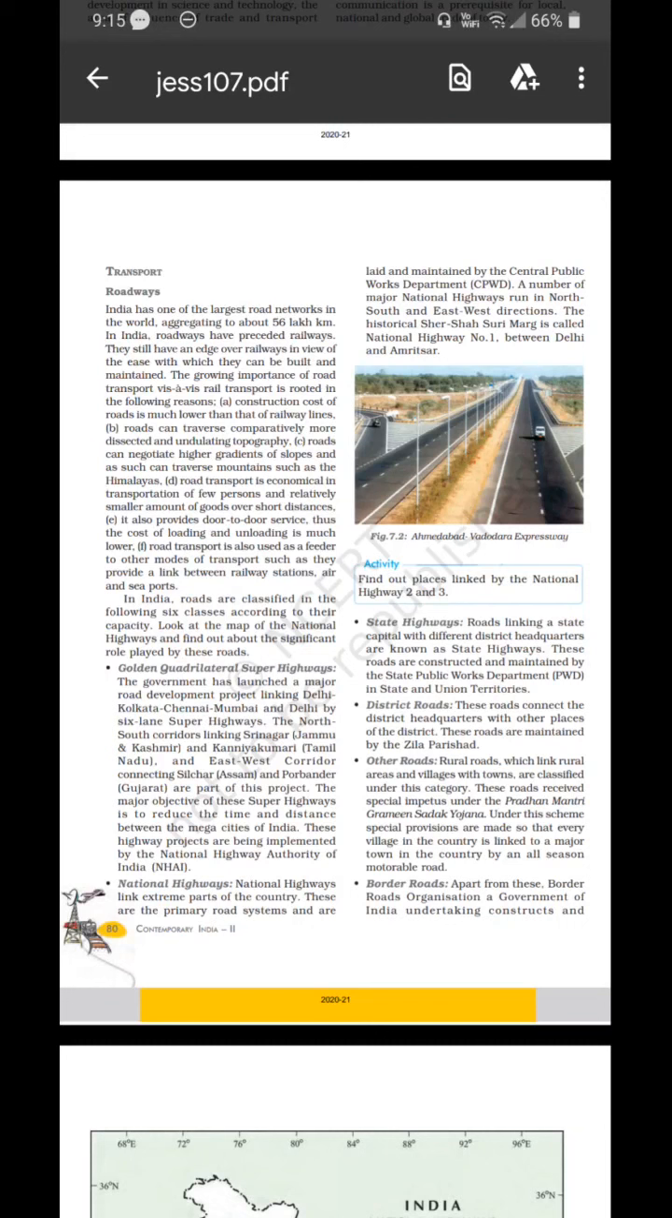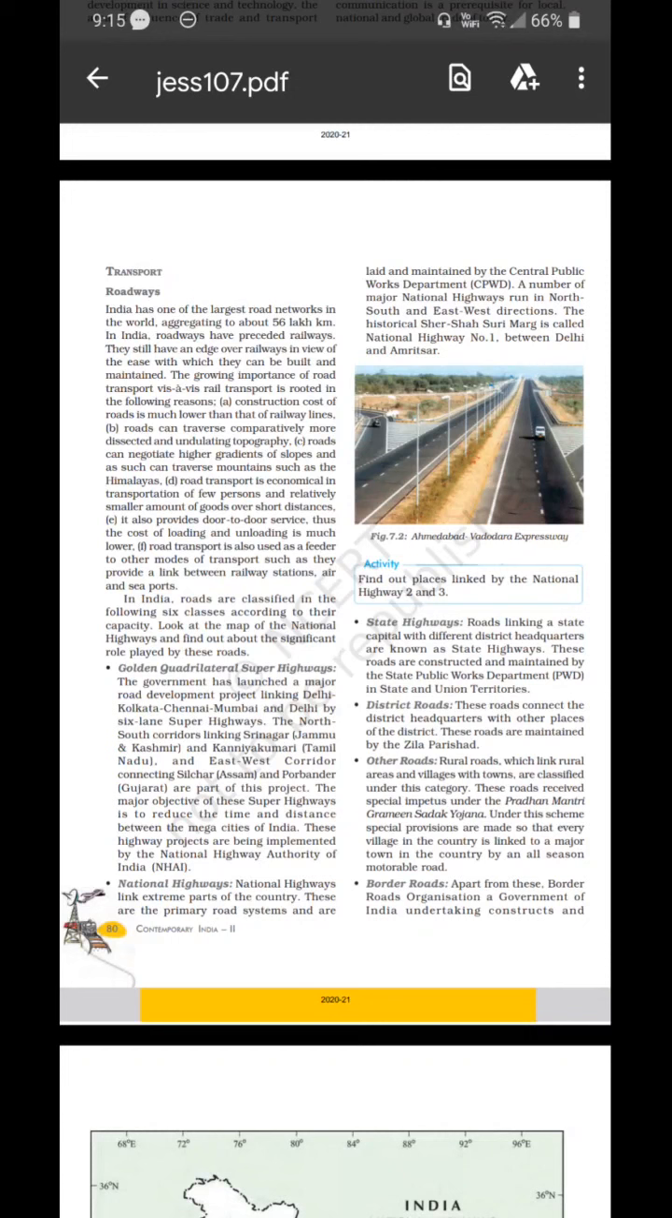State Highways. Roads linking a state capital with different district headquarters are known as state highways. These roads are constructed and maintained by the State Public Works Department (PWD) in state and union territories. District Roads. These roads connect the district headquarters with other places of the district. These roads are maintained by the Zilla Parishad.